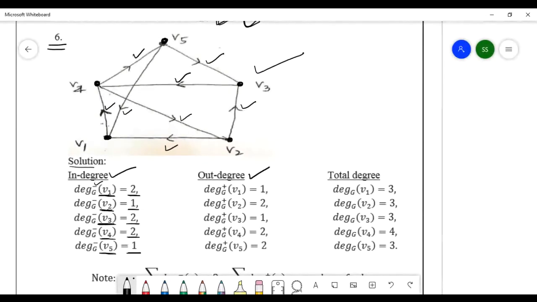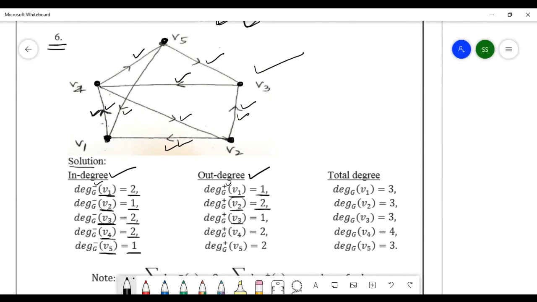Now come over here. Out degree. Out degree means the arrows going out. So out degree at vertex V1. Where is vertex V1? Vertex V1 is here. How many out from here? Only this one is going outside. So out degree of vertex V1 is 1. And out degree of vertex V2. Look over here. This is vertex V2. From here this going and from here this going, 2. So out degree of vertex V2 is 2.